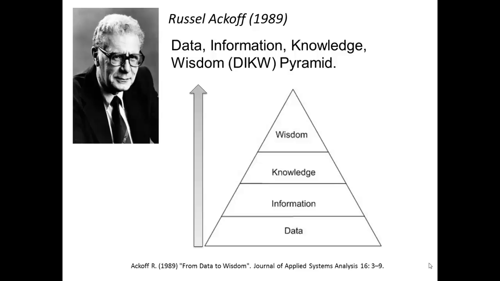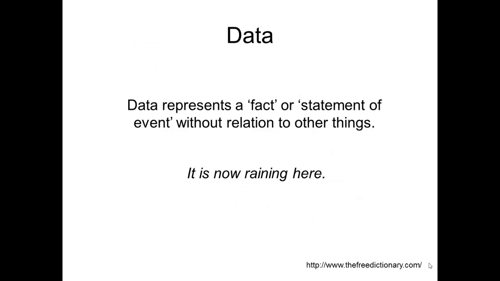But in 1989, he wrote this paper on data to wisdom in the Journal of Applied Systems Analysis, which was an attempt to say, going back to my initial question, how do we go from data to informed decision making? And he came up with this pyramid, which is called the Data, Information, Knowledge, Wisdom, DIKW pyramid model of the relationship between data, information, knowledge, and wisdom. So we're just going to run through that relatively quickly.